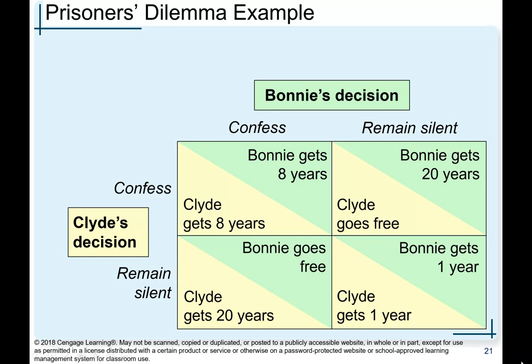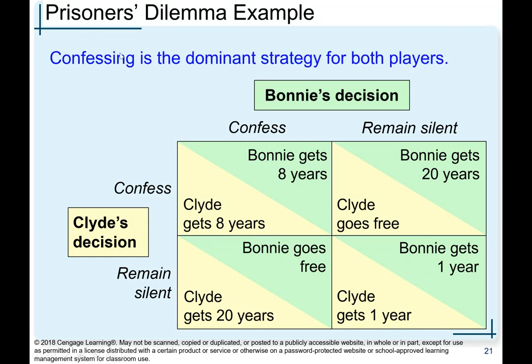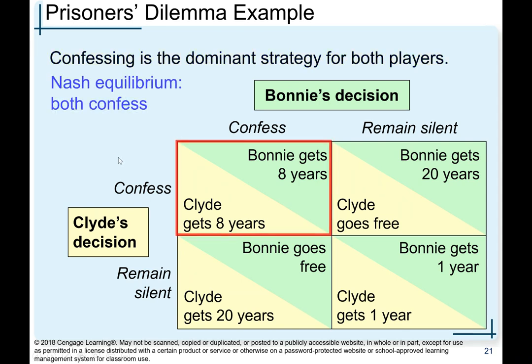But why is the dominant strategy not in this corner? Confessing is the dominant strategy for both players. Confessing, which means they're in this corner, they both confess and they both get 8 years, even though it is in their best interest to remain silent and get 1 year each. But then that's what we call the Nash equilibrium. The dominant strategy is the Nash equilibrium.